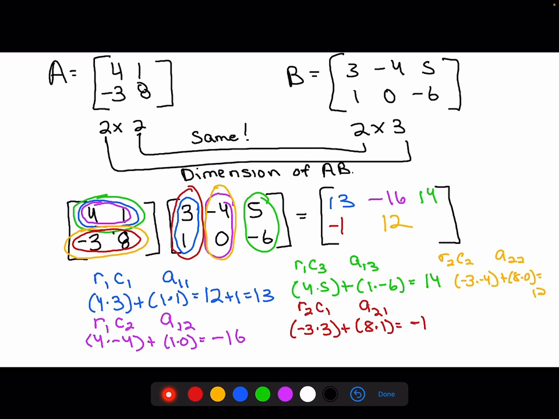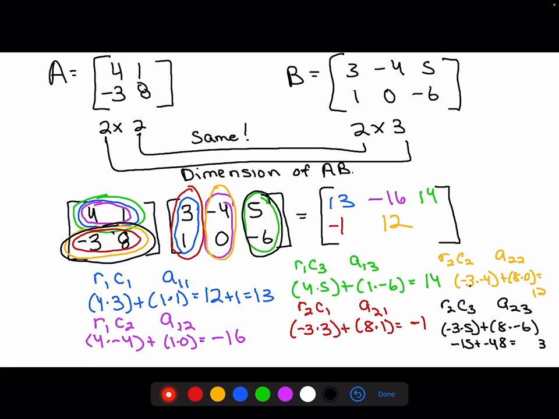And then finally, row 2, column 3. So that's going to go in position (2,3). We're going to do -3 times 5 plus 8 times -6. So -15 plus -48, which will give us negative 63. And there you have it. So we just multiplied two matrices together. We multiplied A times B.